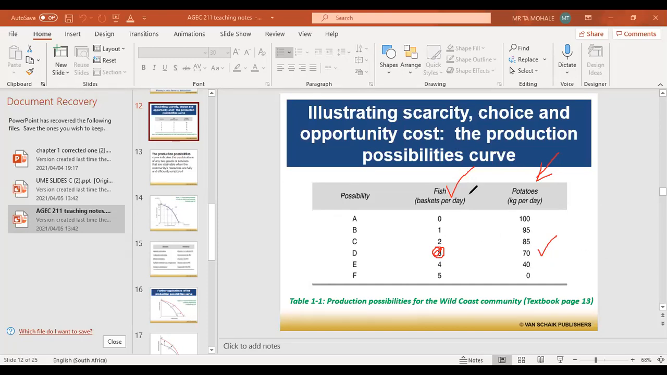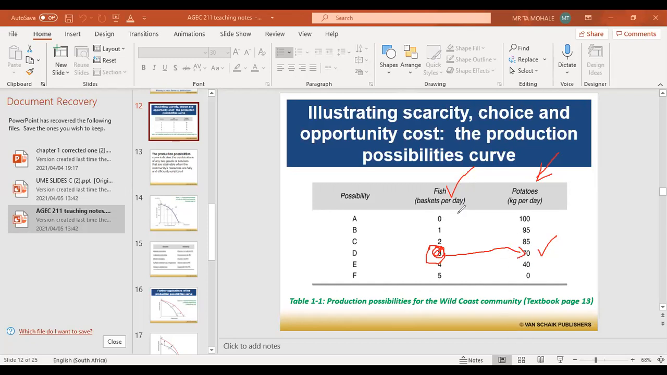Okay. When they say we are no longer calculating the combination, we are calculating the opportunity cost of one product. If they say, what is the opportunity cost of producing 3 baskets of fish per day? You go to your table, you check where there are 3 baskets of fish per day, and then your answer should be with respect to the opportunity cost of the other product.